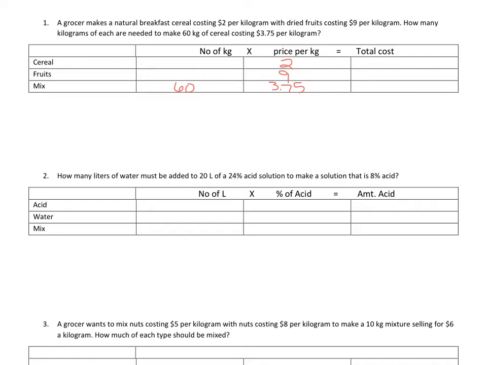Okay, so we've done this before. We did this last week. I need 60 kilograms total. Some of it's cereal, some of it's fruit, and I don't know anything else about this. So how could I fill in my chart?